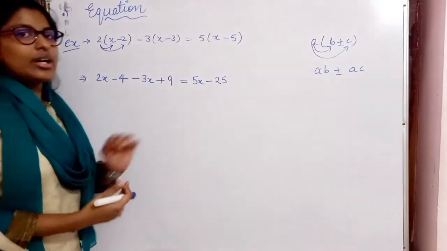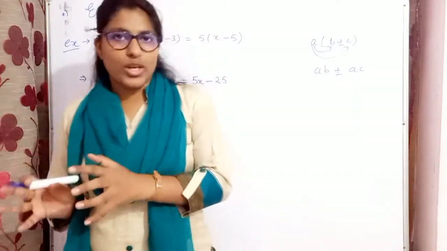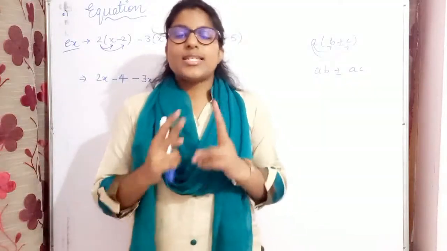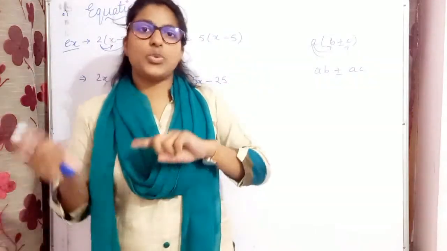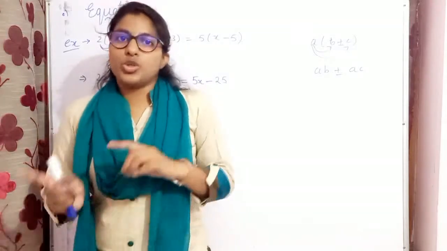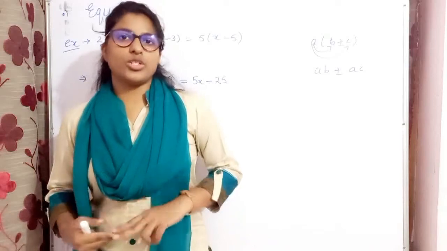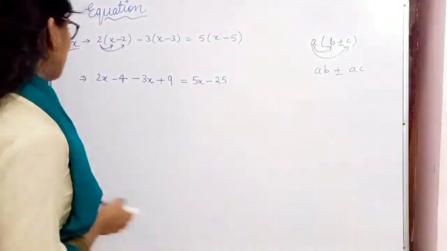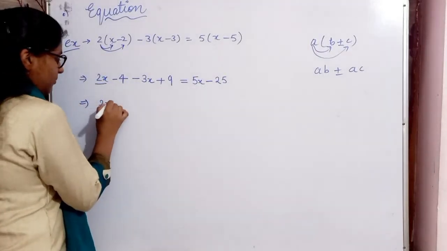What will we do? Again revise the rules. The rules tell us: firstly, we keep all the variables on one side and all the constants on one side. Second rule is when we transfer the constant and variable from one side to the other side, plus converts into minus, minus converts into plus, multiply converts into divide, and divide converts into multiply. Now see here, 2x is a variable, keep it here.